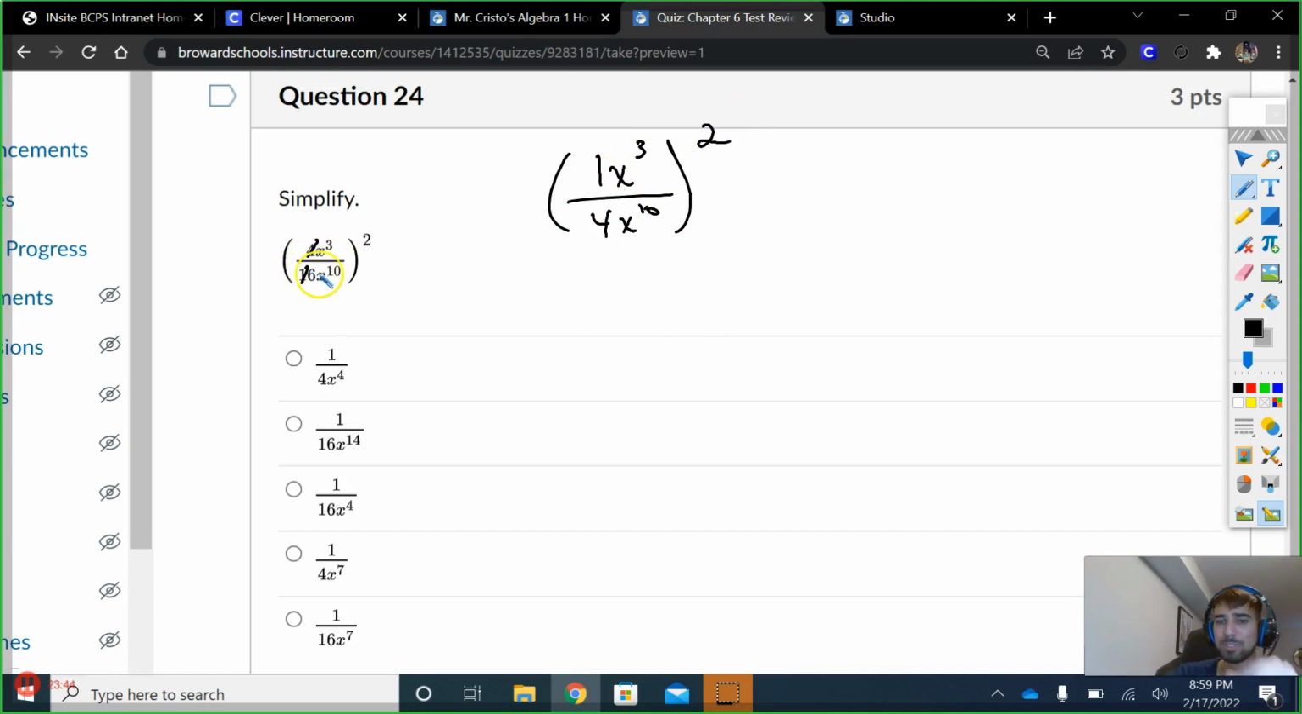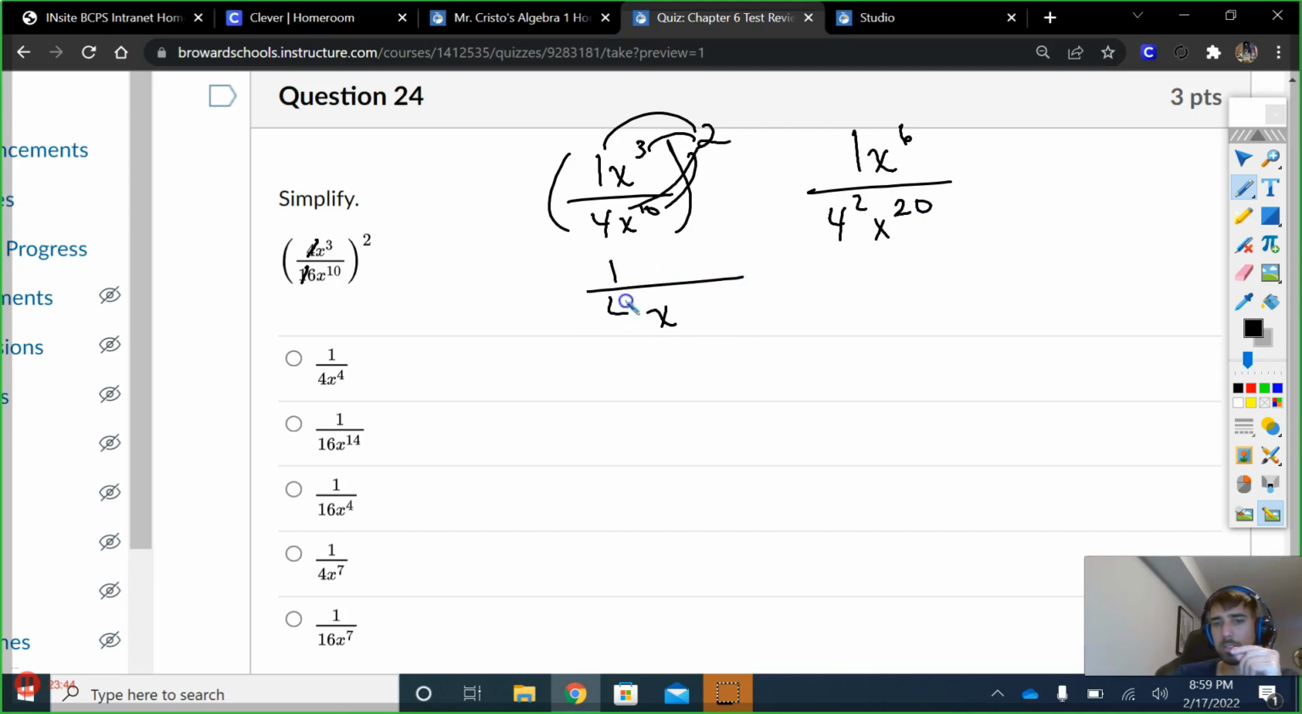I simplified 4 over 16 into 1/4. I'm not stupid. This is going here, and it's going here. So now I'm going to be left with 1 x to the 6. This is going here and to here. That'll be 4 to the second power, and then x to the 20th. Then I'm left with x to the 6. Oh, no, wait. x to the 6 divided by x to the 20th will give you x to the negative 14.